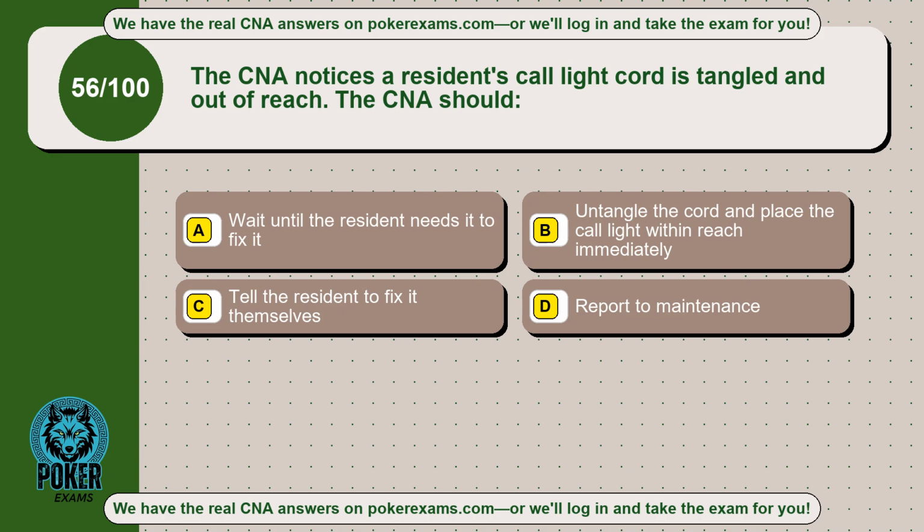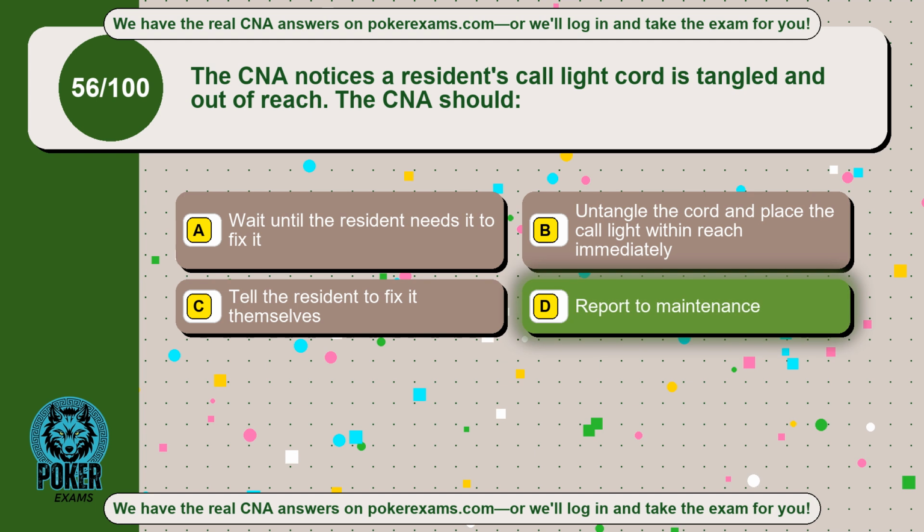Question 56. The CNA notices a resident's call light cord is tangled and out of reach. The CNA should: Option A, wait until the resident needs it to fix it. Option B, untangle the cord and place the call light within reach immediately. Option C, tell the resident to fix it themselves. Option D, report to maintenance. The correct answer is option D, report to maintenance.